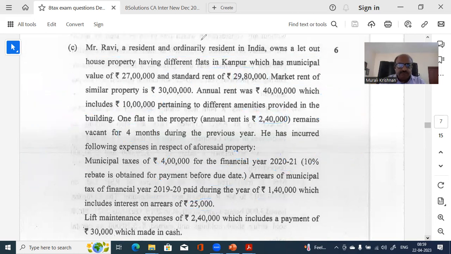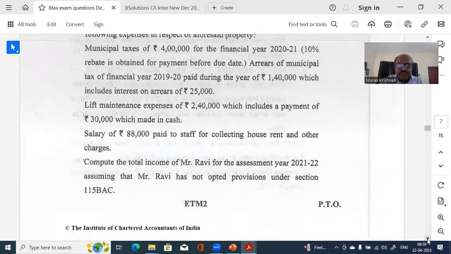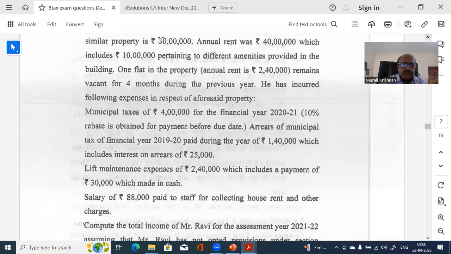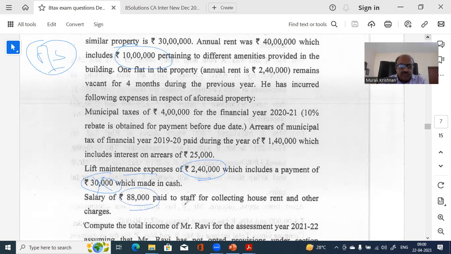Now, what else they are saying? Lift maintenance is 2 lakh 40,000, which includes a payment of 30,000 in cash. See, the 10 lakhs which is there will be considered under other sources, as I told you. And this is for this lift maintenance. But in that 2 lakh 40 is paid, but 30,000 is cash, so this will not be available. As a deduction, you will get 2 lakh 40 minus 30, only 2 lakh 10 will be available. Similarly, 88,000 is paid for staff for collecting house rent and all. Yes, that will be available. That is all coming under other sources, you can claim here.